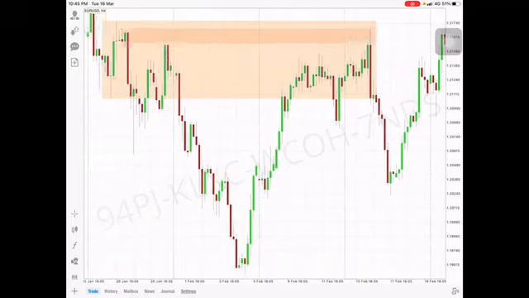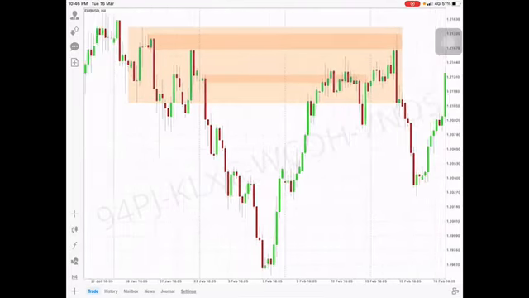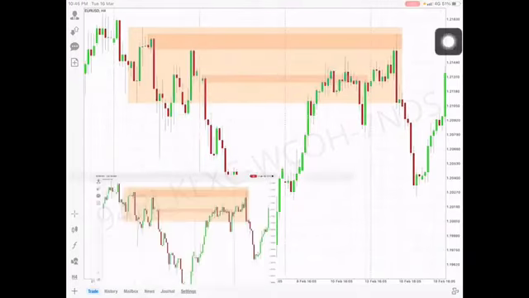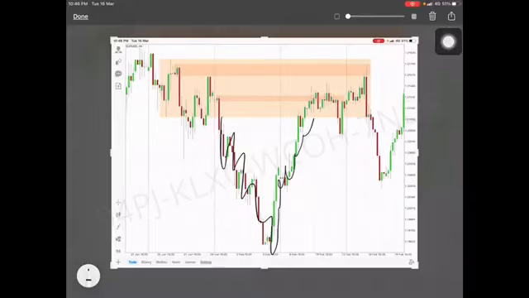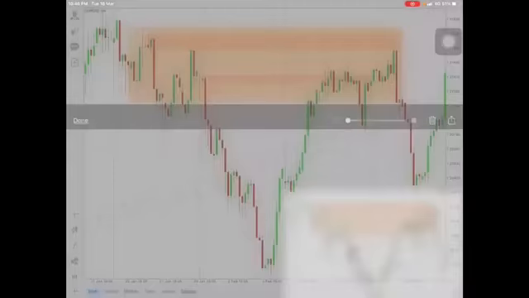And there's also another one right here. Oh wait, that is too far. Let's just take this one. All right. So, is there a sideways pullback? Is there a sideways in the zone? Okay. So now we are going to go to H1.